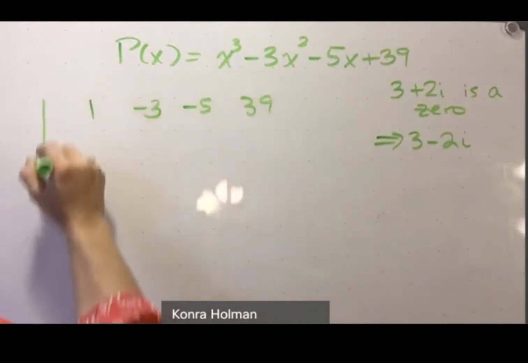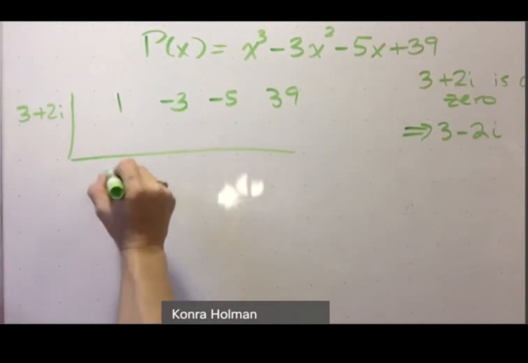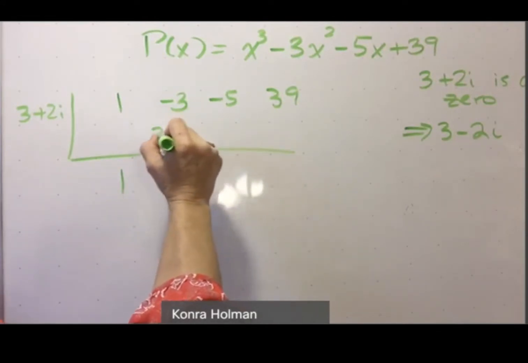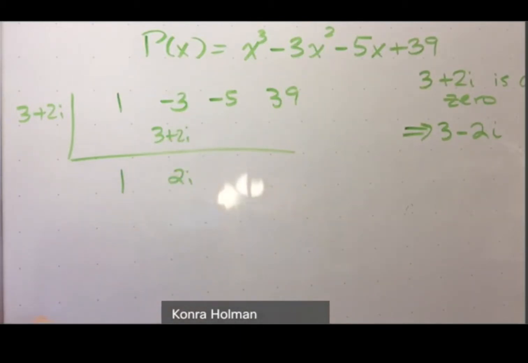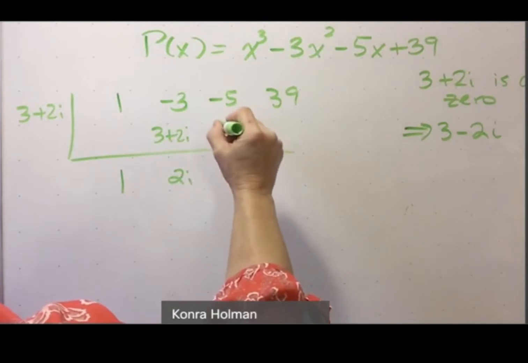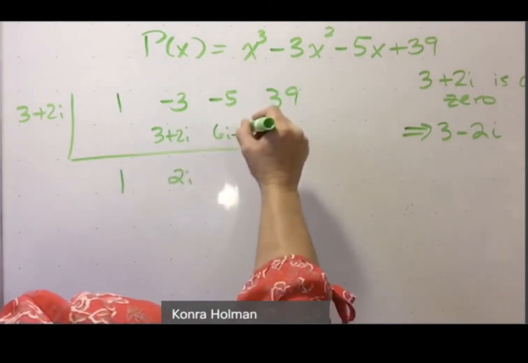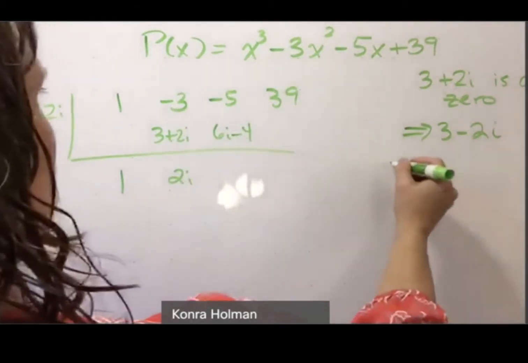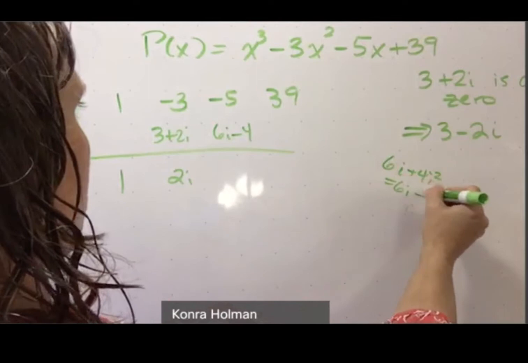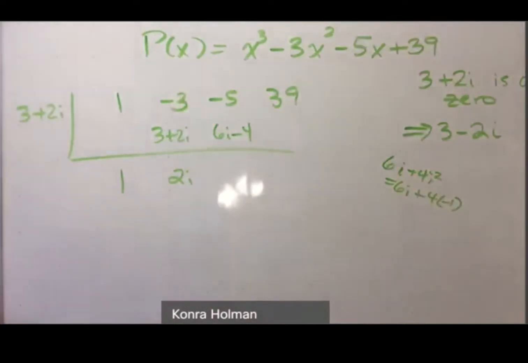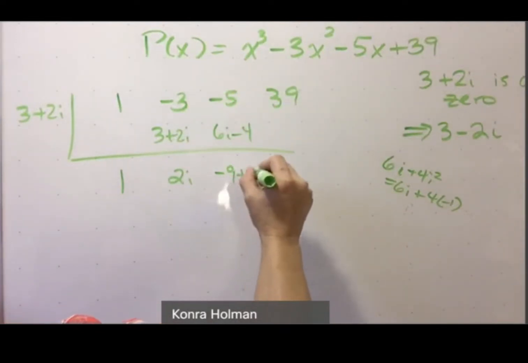Make sure that I'm not missing anything. 39. If I divide that by, this is ugly, but I'm going to go ahead and use 3 plus 2i. So this is a 1. This is a 3 plus 2i, which means this is a 2i, which means this is a 6i plus 4i squared, which is -4, right? Because 6i plus 4i squared is 6i plus 4 times -1. Wow, that's ugly. Okay, so I've got -9 plus 6i.